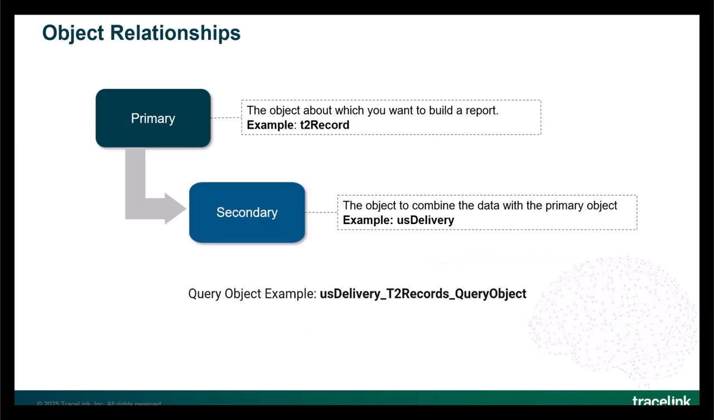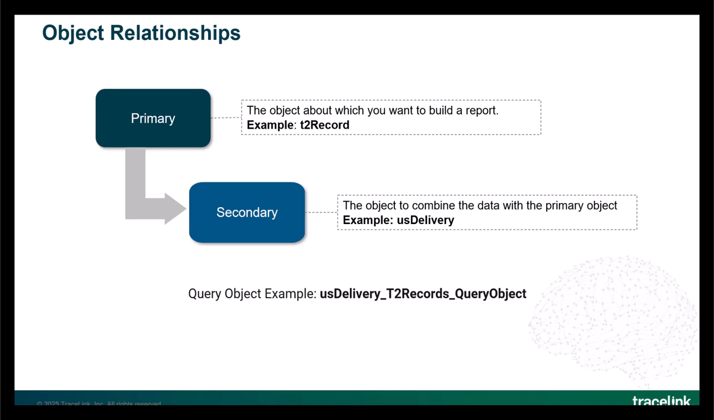Let's look at how object relationships work in ORD. You always start by choosing your primary object. This is the main business object you want to build your report around. From there, you can begin linking related objects. For example, you might want to combine the T2 records and US delivery. So you select T2 records object as a primary object. From there, you can begin linking related objects.